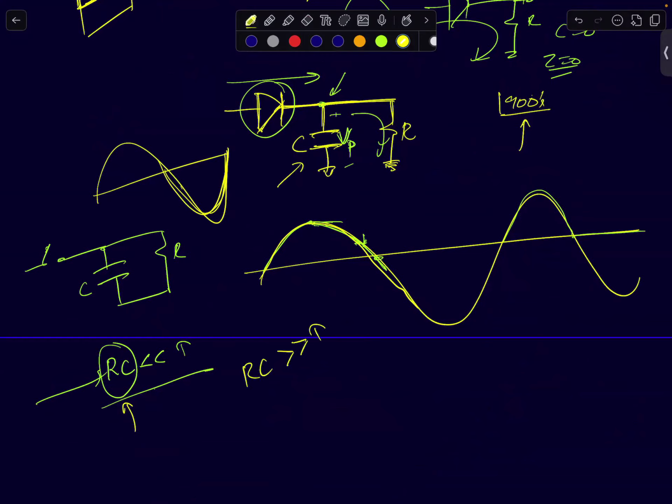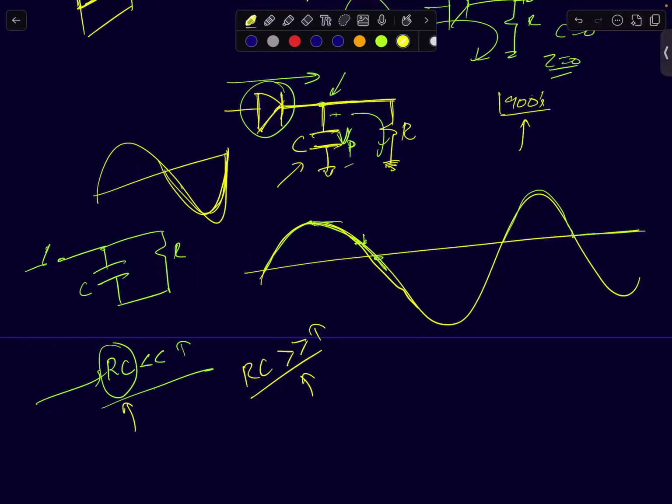Okay, your time period T of the signal is much smaller compared to the RC. I'll just finish this problem, guys, and then we'll leave for the day. So in that case, what would happen is that your capacitor will be slowly discharged like this. It will be slowly discharged.